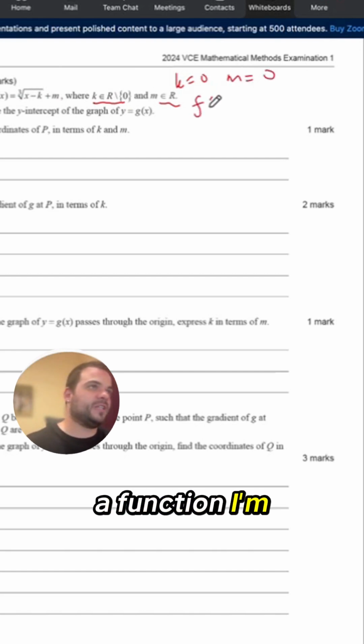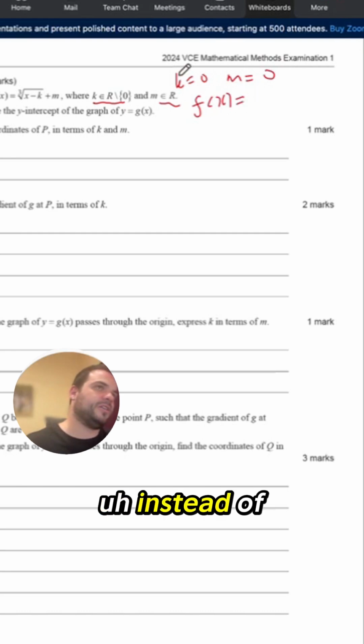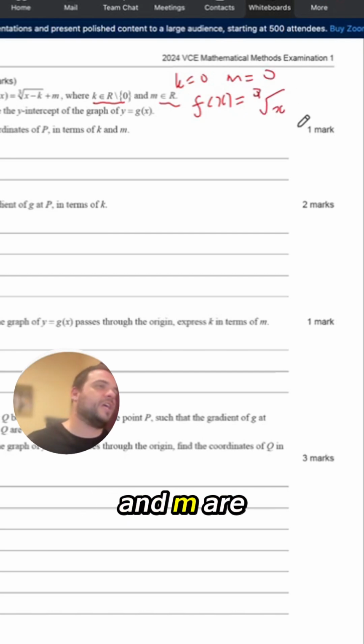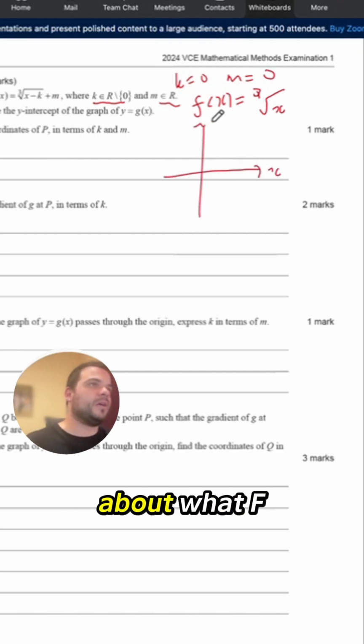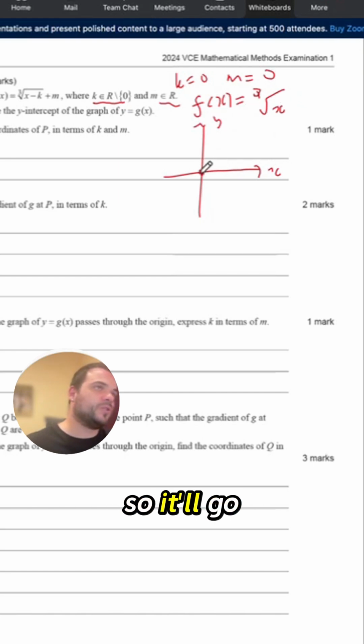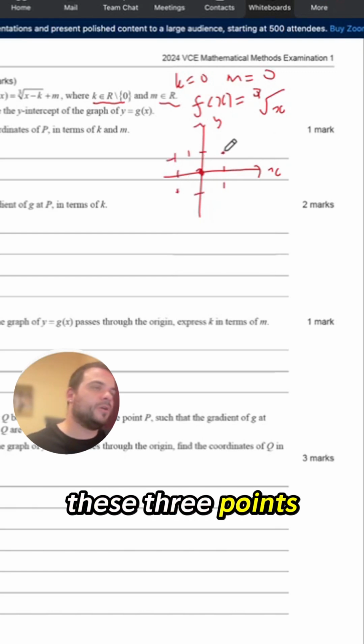And then I get a function, I'm going to call it f of x instead of g, because it's not one of these, but very closely related. And that'll just be the cube root of x, because both k and m are 0. So now, if we've got that specific function f, we can think about what f looks like. The cube root of 0 is 0, so it'll go through the origin. Then the cube root of 1 is 1. The cube root of negative 1 is negative 1. So we have these 3 points.